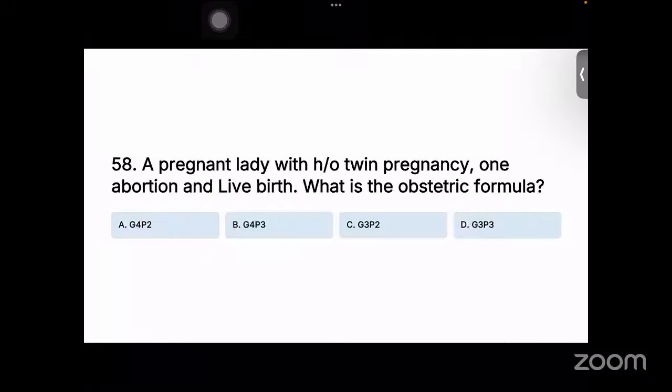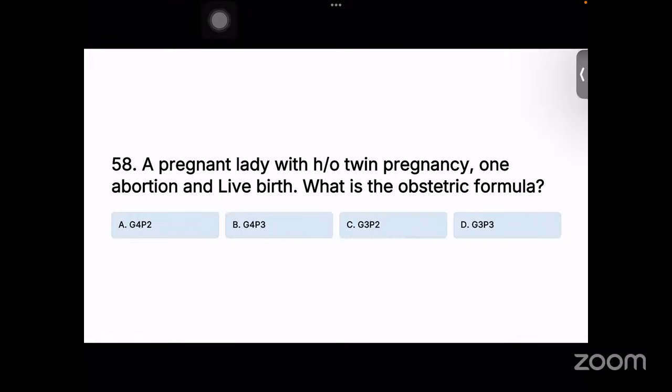Next. A pregnant lady with a history of twin pregnancy, 1 abortion, and 1 live birth. What is the obstetric formula? The answer options here are G4P2 or G4P3, G3P2, and G3P3.